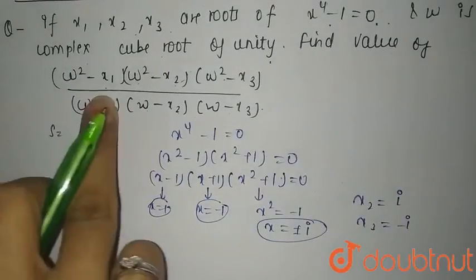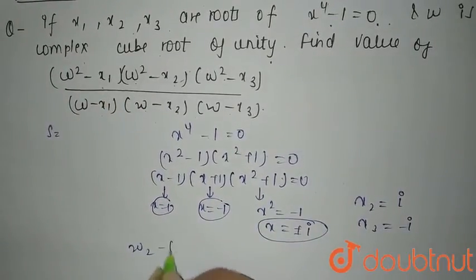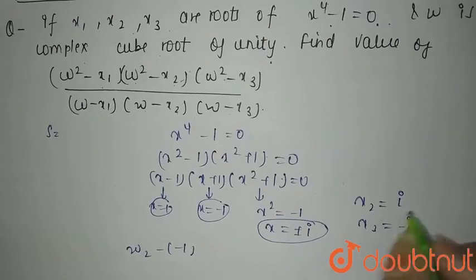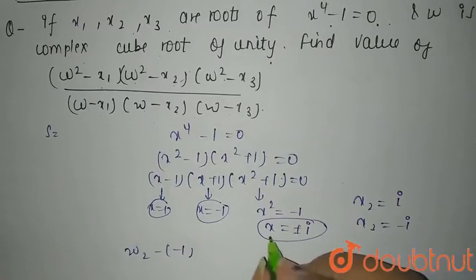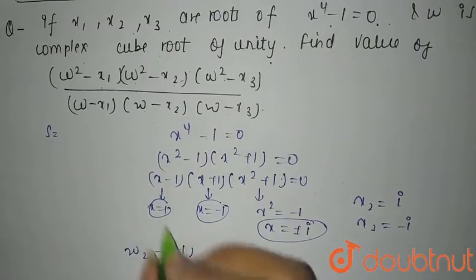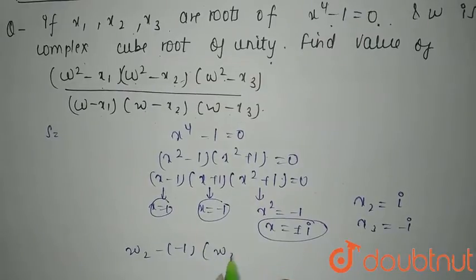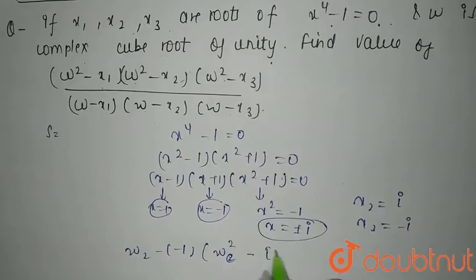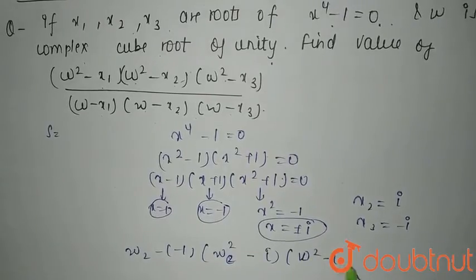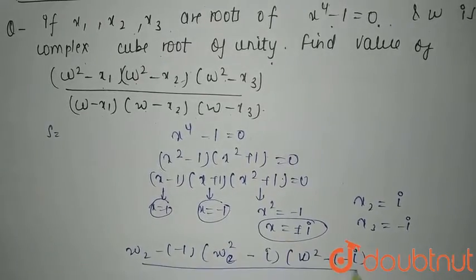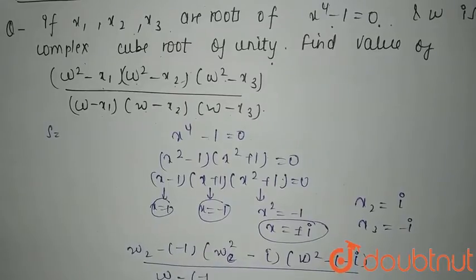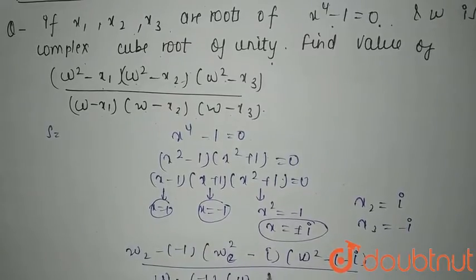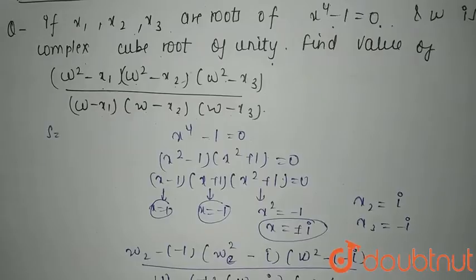So putting that value in this, you have ω minus minus 1, that means putting the value of x1, minus 1. Now ω² minus x2, that is iota, ω² minus of minus iota, divided by ω minus of minus 1, ω minus iota, and ω minus of minus iota.